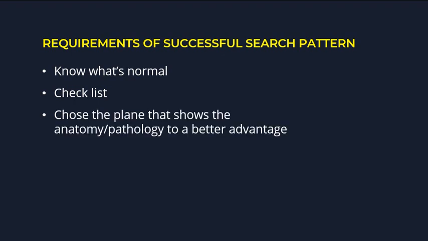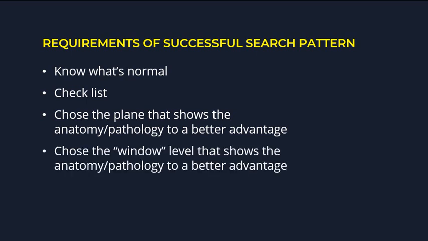However, there are requirements for a successful search pattern, and in my opinion, those can be summarized into 4 points. Number 1 is knowing what's normal. Number 2 is developing a checklist of the structures you are going to review. Number 3 is choosing the plane that shows the anatomy or pathology to the best advantage. And number 4 is choosing the window level that shows the anatomy or pathology you're looking for to the best advantage. We'll start with number 1, knowing what's normal.